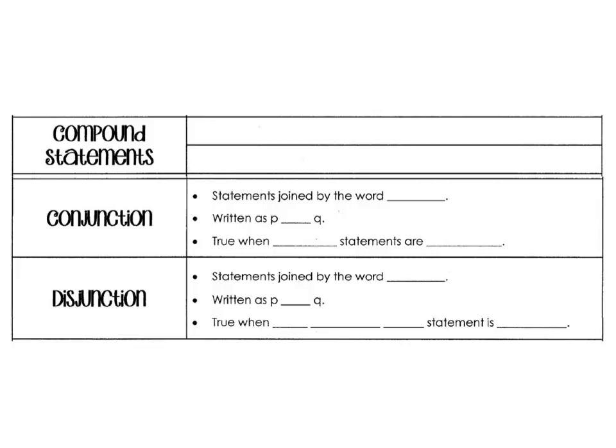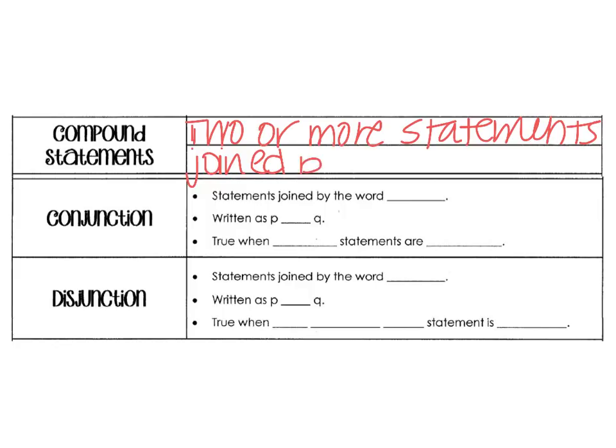Now, compound statements are two or more statements. Alright, so when we take two or more statements and they're joined together by the words and, or. Alright, so we use and, or. So think of compound sentences. We use the words and, or to join two sentences together. With compound statements, we use the words and, or to join two statements together.